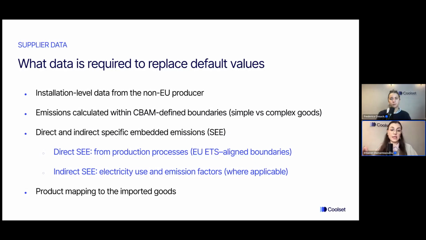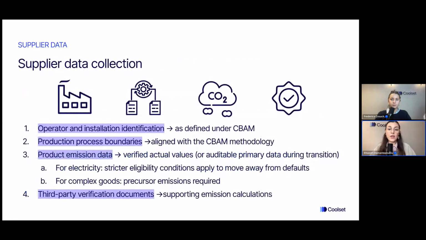And essentially, the overview of this baseline information will lead to two critical numbers. The first being the direct specific embedded emissions, and this is the emissions intensity of the product itself. And also you're gonna get from your suppliers the indirect specific embedded emissions, which captures the emissions for electricity used in production. And I think we had a couple of questions in the Q&A section for this, so I hope we cover it through this slide. And last but not least, you need to map your imported goods to the goods that you get from your suppliers, and this will ensure traceability and that you're not essentially contributing to carbon leakage.